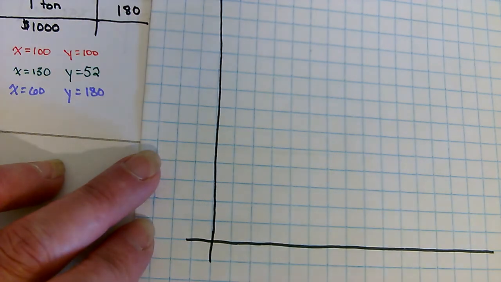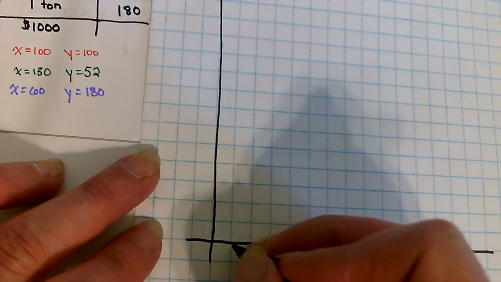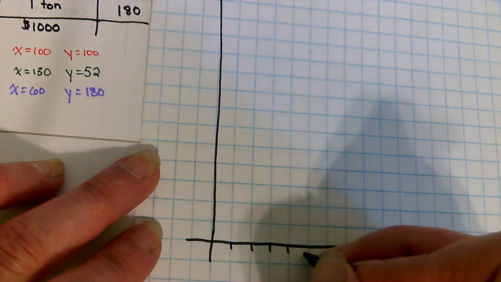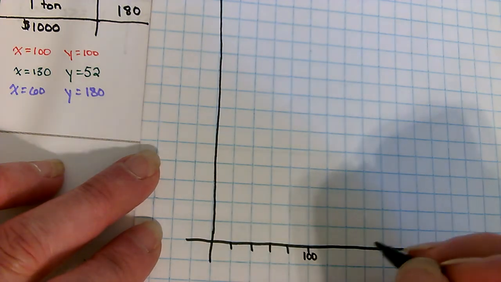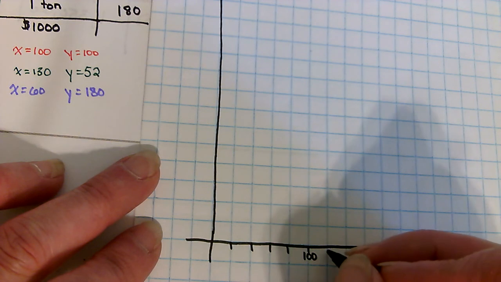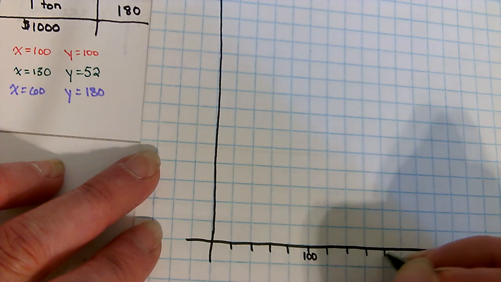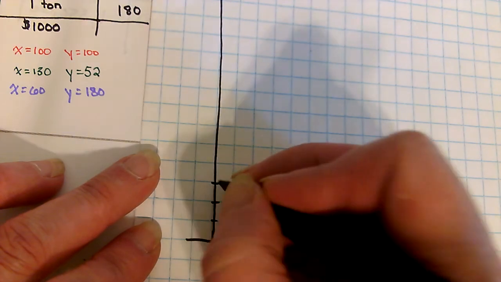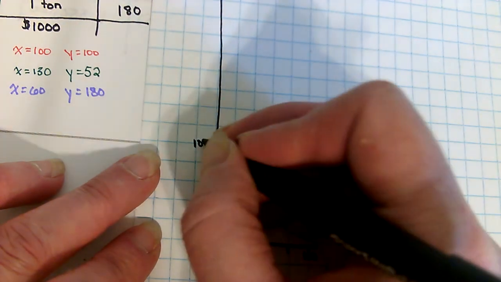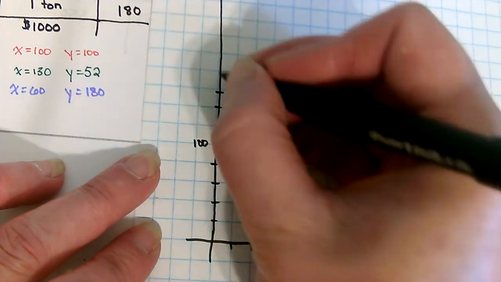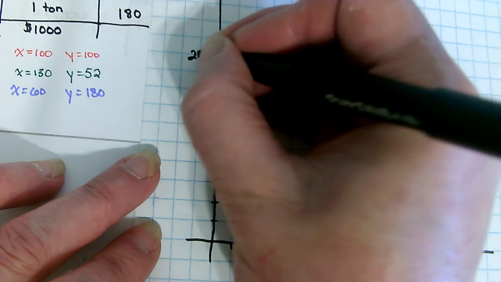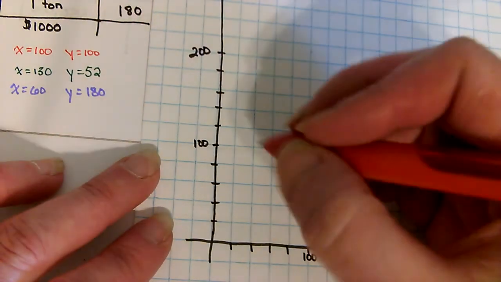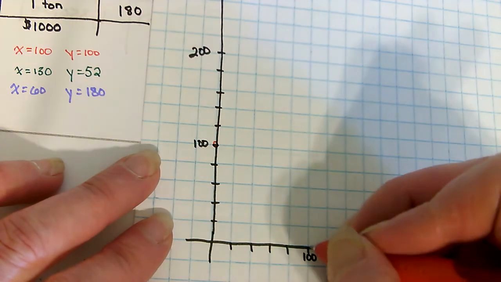We don't have to be perfect on this. What if I count my 20s? 20, 40, 60, 80, 100. 20, 40, 60, 80, 200. The first line is connecting 100 and 100.